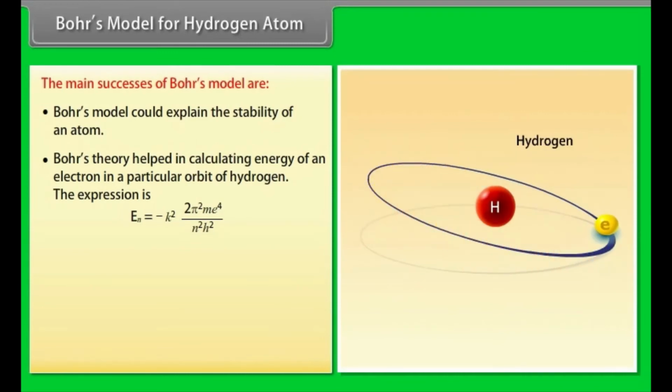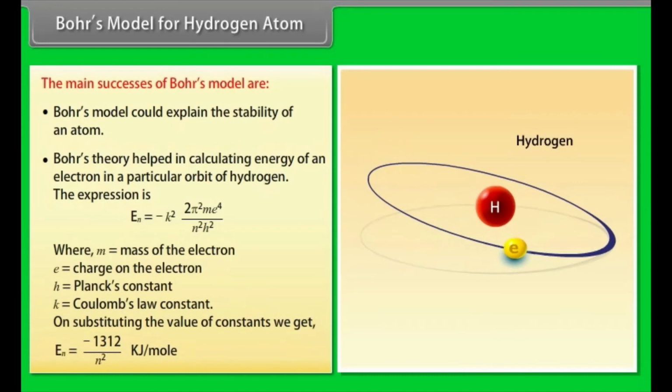The expression is En is equal to minus k square into 2 into pi square into m into e raised to the power 4 divided by n square into h square, where m is mass of the electron, e is charge on the electron, h is Planck's constant, k is Coulomb's law constant. On substituting the value of constants, we get En is equal to minus 1312 by n square kilojoule per mole.